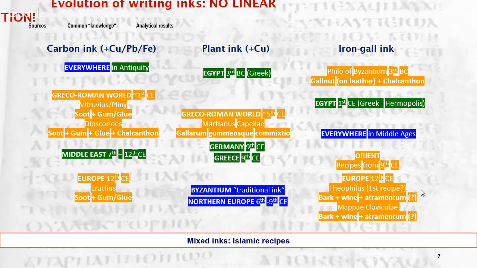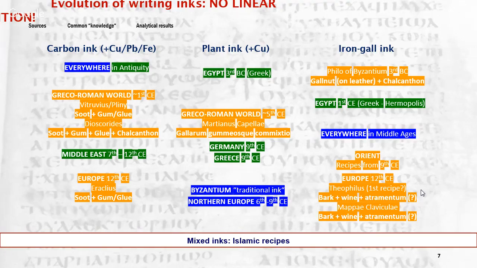Plant ink was found in Egypt in the 3rd century before Christ. And curiously, then, in the 9th century before Christ, in Germany and Greece. We still don't know what happened in the middle. What's the connection? It seems that it disappeared in the middle, but it's also true that we still don't have enough analytical data to prove it.